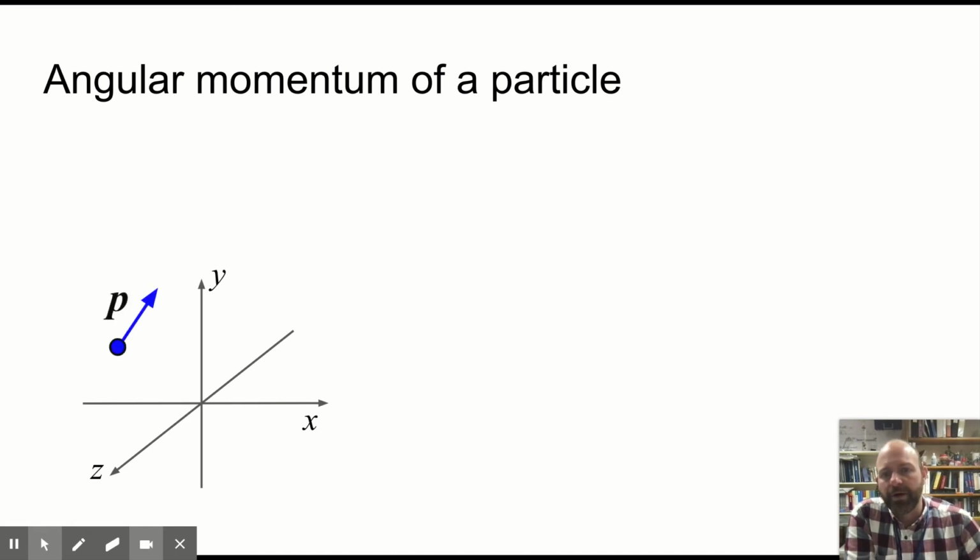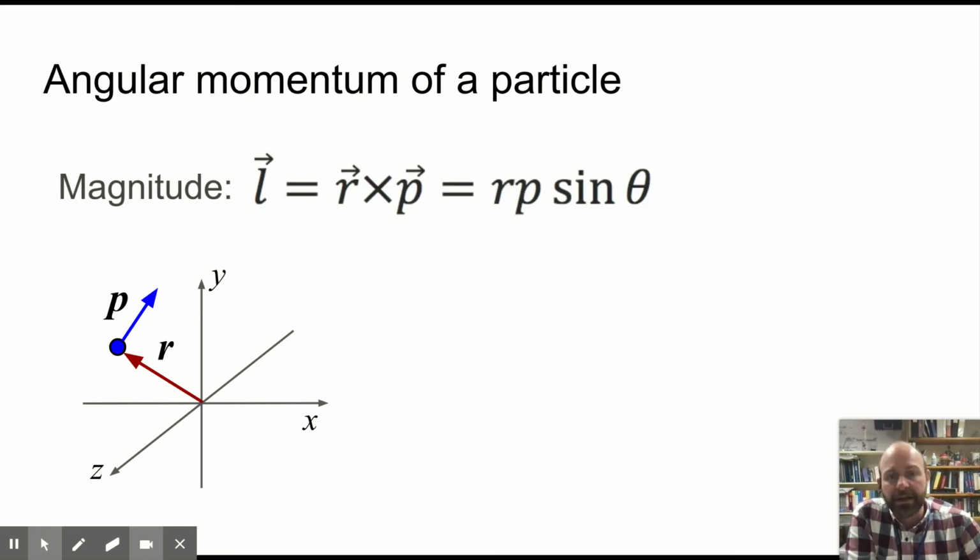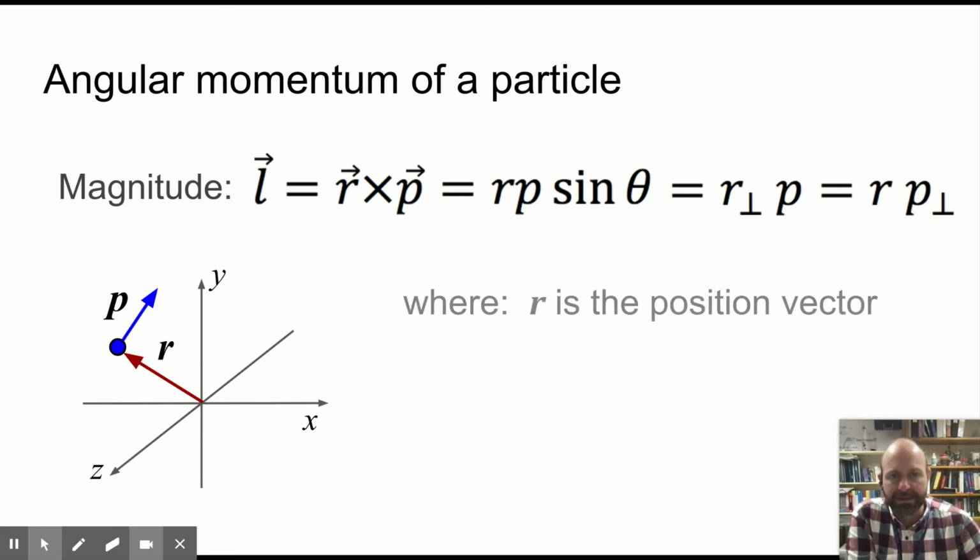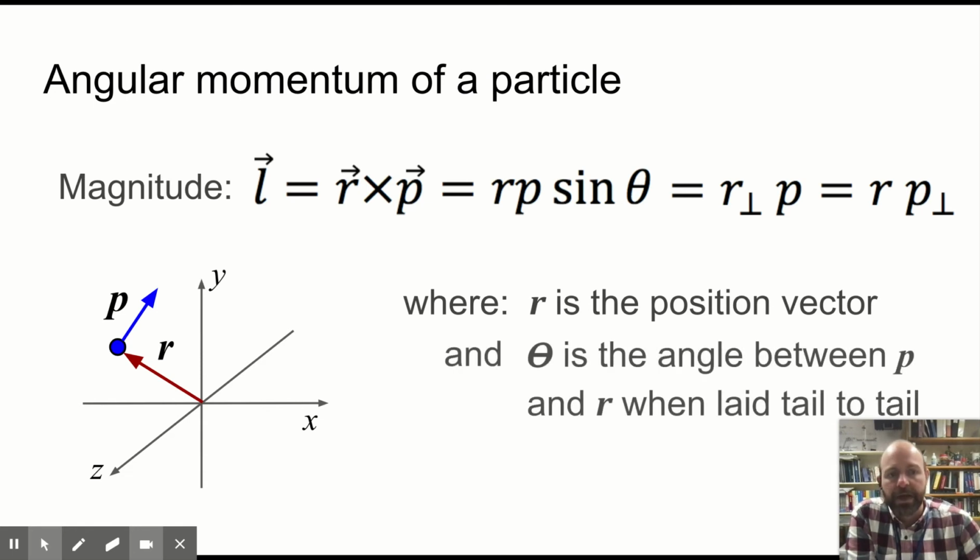So if you have a particle moving with some linear momentum p in space, well, we can think of the distance from some axis of rotation or origin point to that, and we define the angular momentum as r cross p, the r vector crossed with the momentum vector, or rp sine theta, or the part of r that is perpendicular to the momentum vector, or the part of the momentum vector that's perpendicular to r, multiplied together. R is the position vector, and theta is the angle between those two when laid tail to tail. Kind of standard cross product stuff.